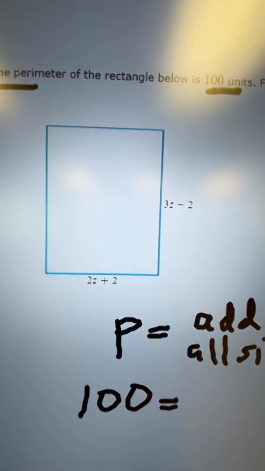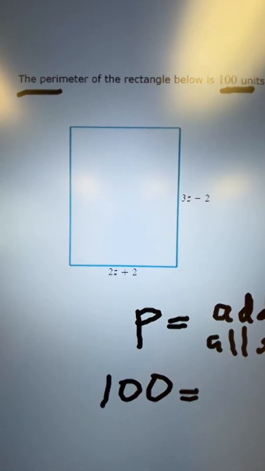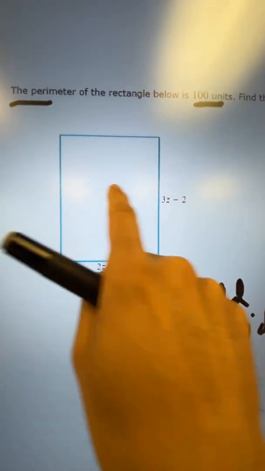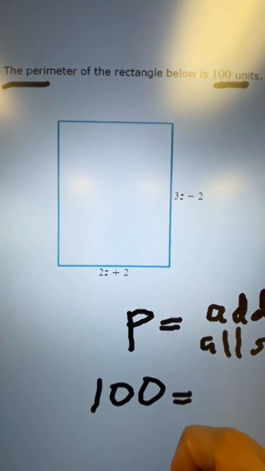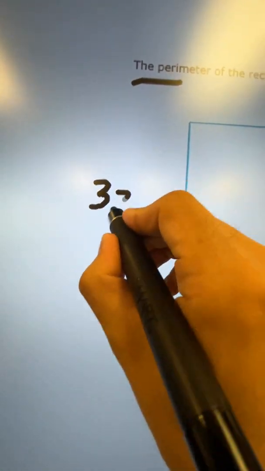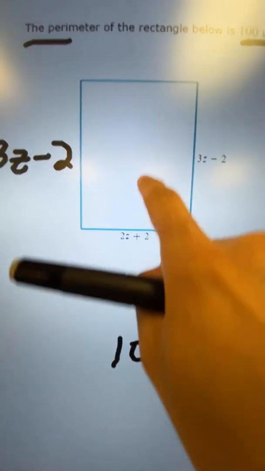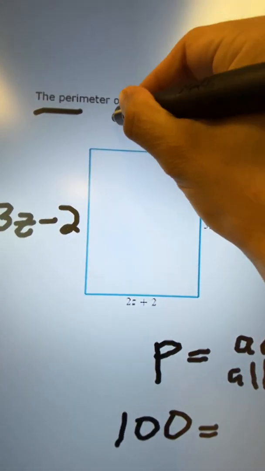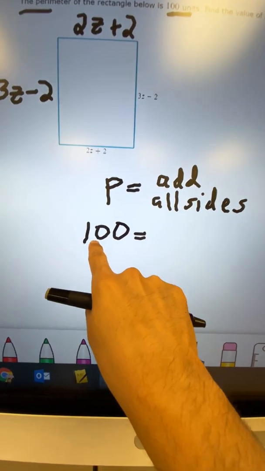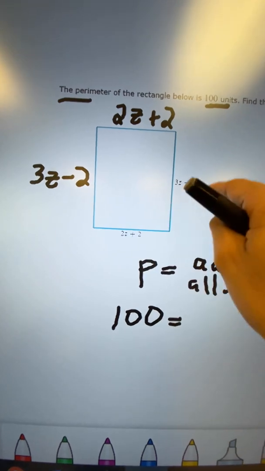Well, what are the sides in this rectangle? Now notice they only gave you 2 of the sides, but you have to keep in mind this is a rectangle, and one of the properties of a rectangle is that the opposite sides are the same length. So if this is 3z minus 2, then I know this side is going to be represented by 3z minus 2 also. And then this side is 2z plus 2, so since opposite sides are the same length, this one also has to be 2z plus 2. So now to get 100, the definition of perimeter says to add all these together. So 1, 2, 3, 4, add those 4 together.